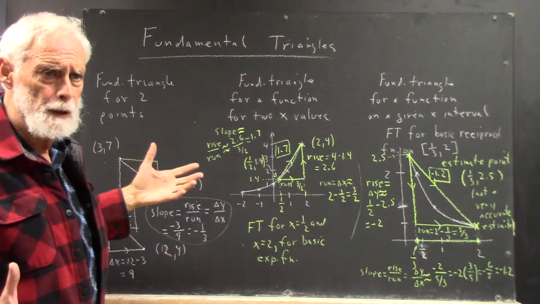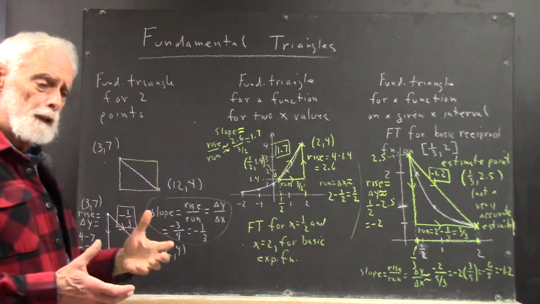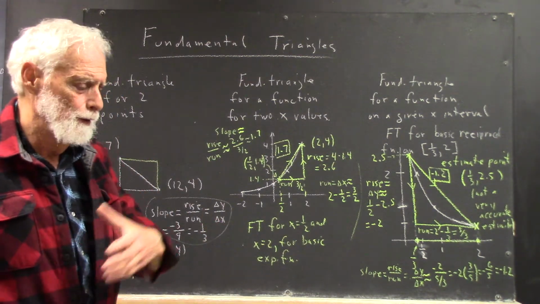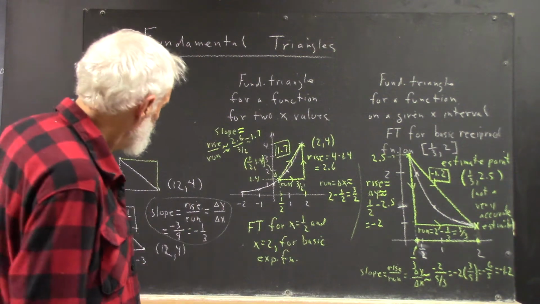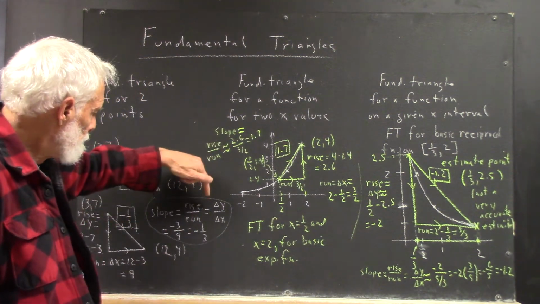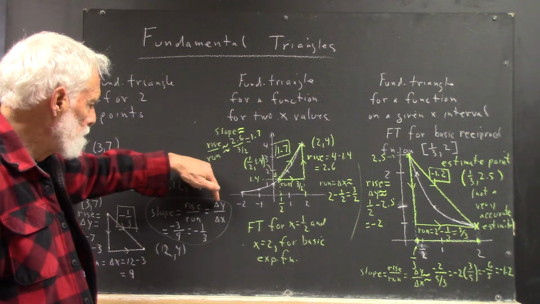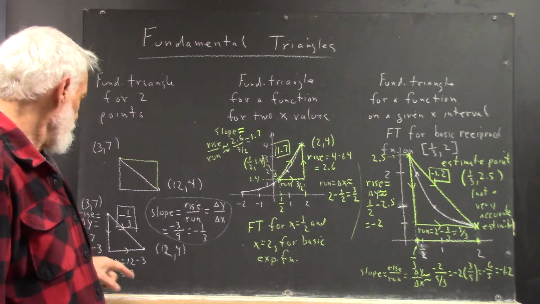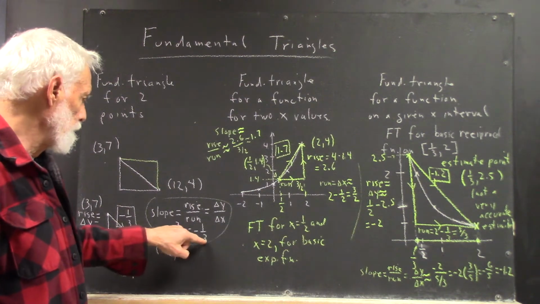You don't have to have any meaning to use it. And if you don't understand meanings, you lose track of things, and you don't do as well. And you don't develop as good a knowledge base. Okay, so rise divided by run, that's delta y divided by delta x. In this case, negative 3 divided by 9 is negative 1/3.